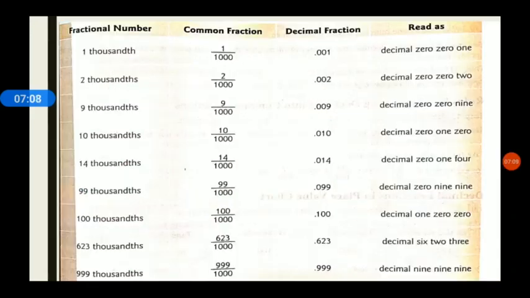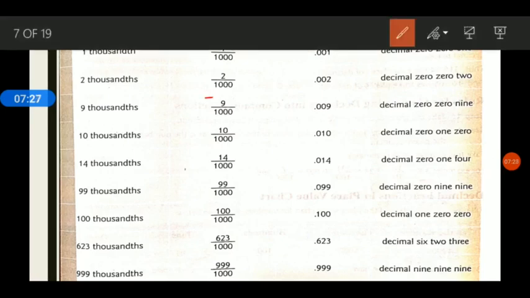Now see this chart. 1000. You can see in 1000 "th" is written. So whenever thousandth is added, we write that number in the denominator. Like one thousandth we write as 1 upon 1000. Two thousandths as 2 upon 1000. Nine thousandths as 9 upon 1000. Similarly, other numbers we can represent, like 100 upon 1000. Got it?